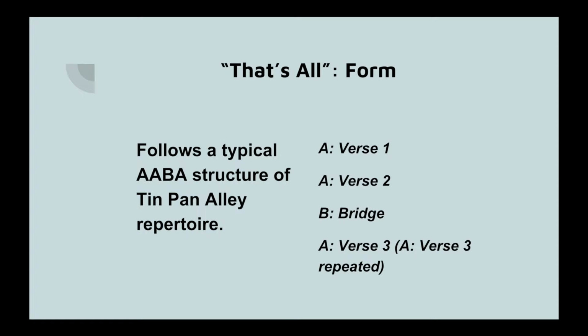That's All form and structure. That's All follows a typical AABA form, which was commonly seen among Tin Pan Alley's repertoire. It starts with verse 1, then goes on to verse 2, then the B section, which is a bridge, and then it goes back to verse 3.